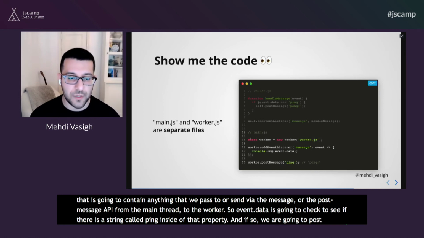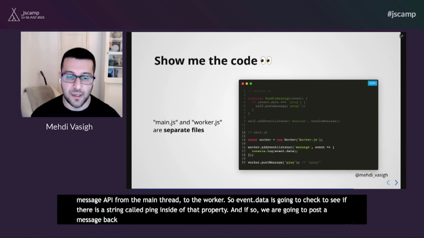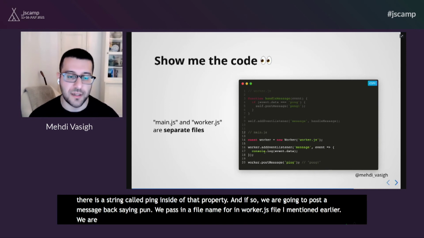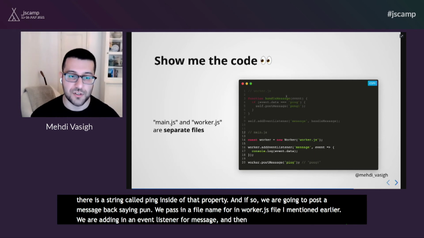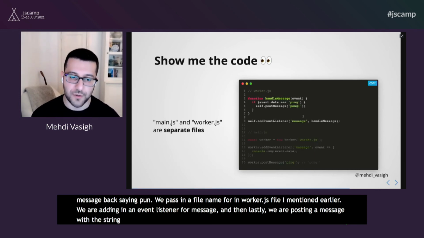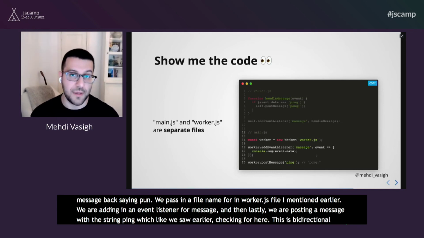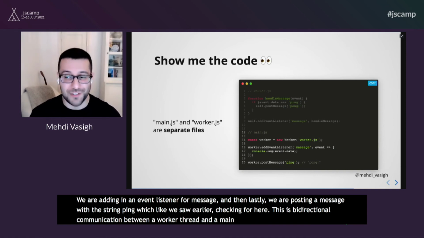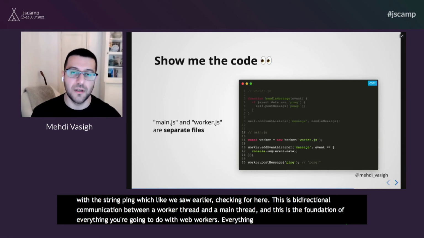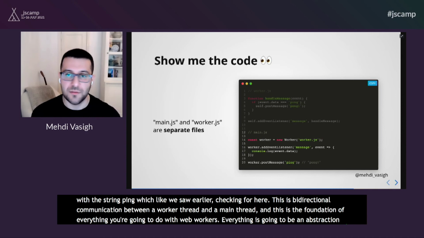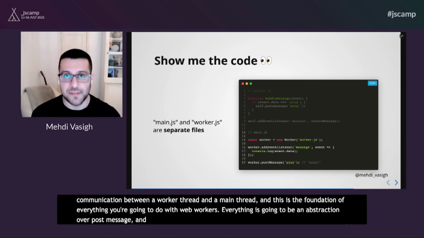In our main thread, we are creating a worker instance by passing in a file name for this worker.js file that I mentioned earlier. Once again, we're adding an event listener for message and just console.logging event.data. And then lastly, we are posting a message with the string ping, which, like we saw earlier, we are checking for here. So essentially, this is bidirectional communication between a worker thread and a main thread. This is the foundation of everything you're going to do with web workers. Everything is just going to be an abstraction over postMessage and this communication mechanism.